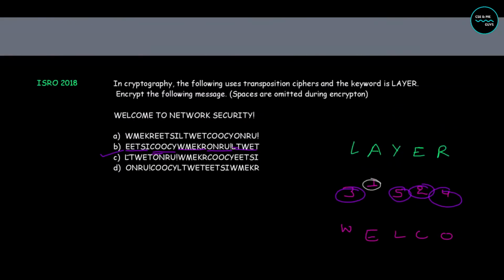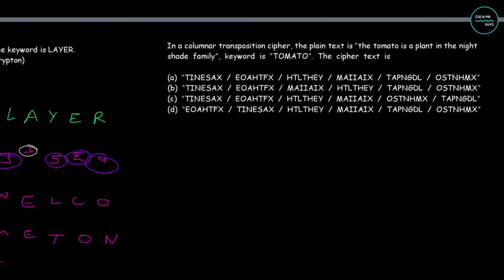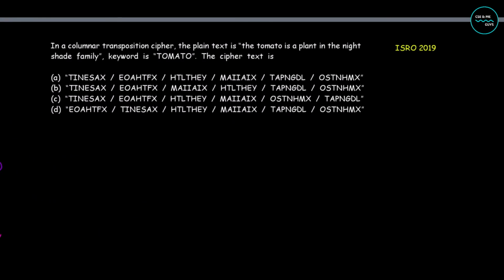It was very simple. The thing is, you have to understand the transposition cipher and how to get a number from the keyword. So we'll look at a similar question from 2019, which was given this year. This is the question. It is the same as the previous question. They have mentioned columnar transposition, which they didn't mention in the previous question, but in our course there is only columnar transposition. So just remember, any transposition cipher that will be asked will be columnar transposition.